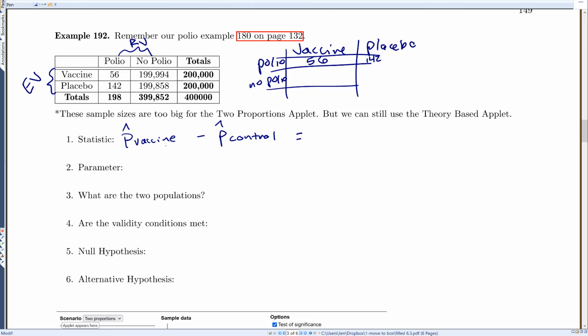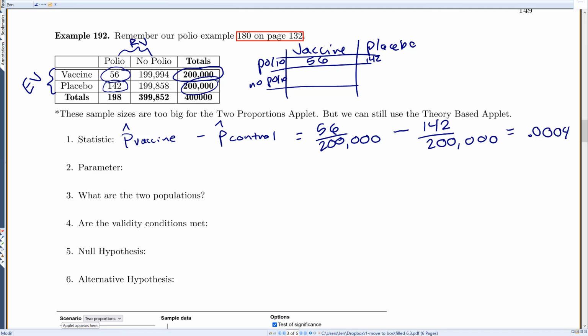So when I want the sample proportion for the vaccine, I have to say how many people got polio with the vaccine, which was 56, and how many people were there total that had the vaccine. So it's out of 200,000. It's kind of hard to switch your mind to do the rows when you get so used to doing columns, so it might be easier to just rewrite the entire table. And then for control or placebo, there were 142 people with the placebo that got polio out of a total of 200,000 people that had the placebo. If you put this into your calculator, you get 0.0004.